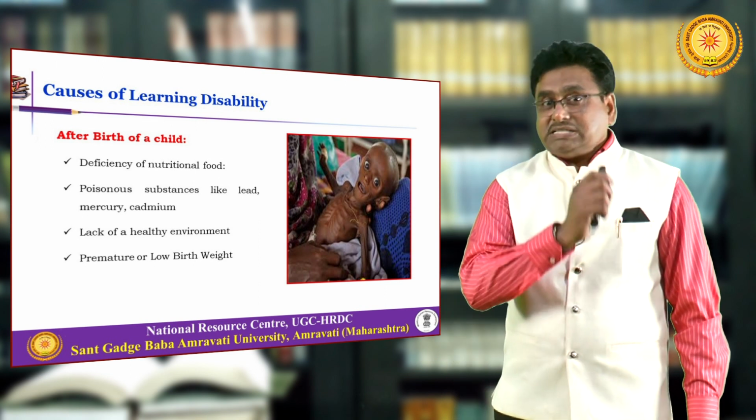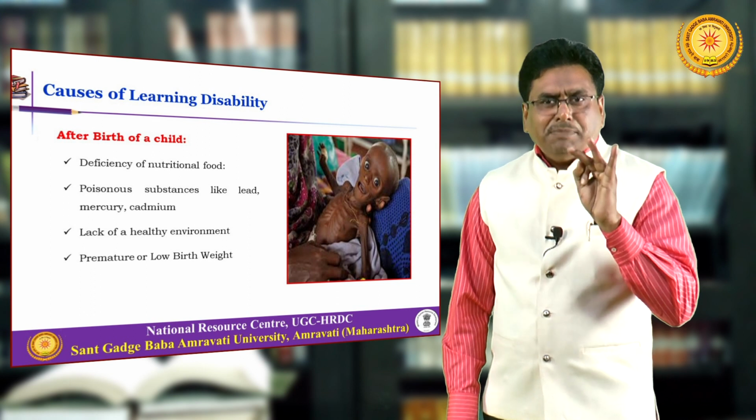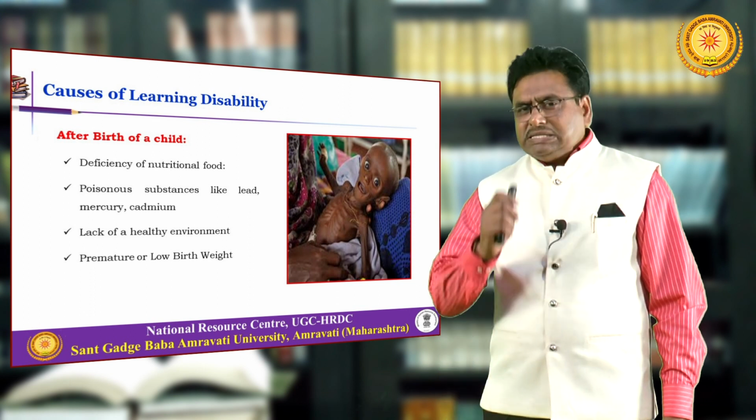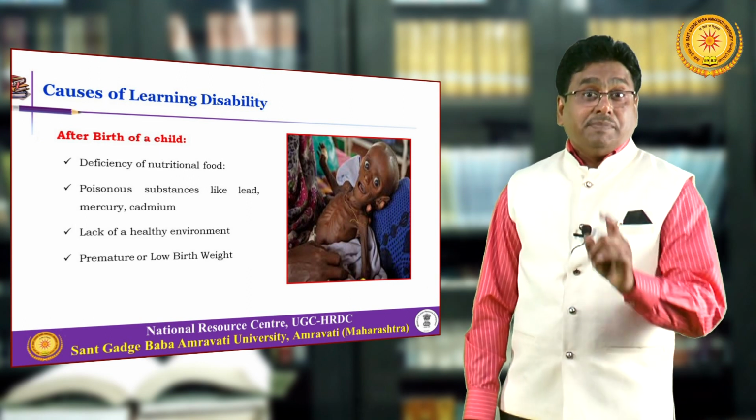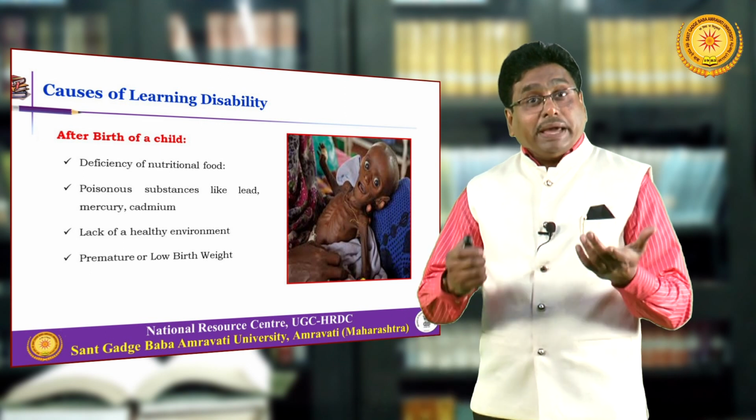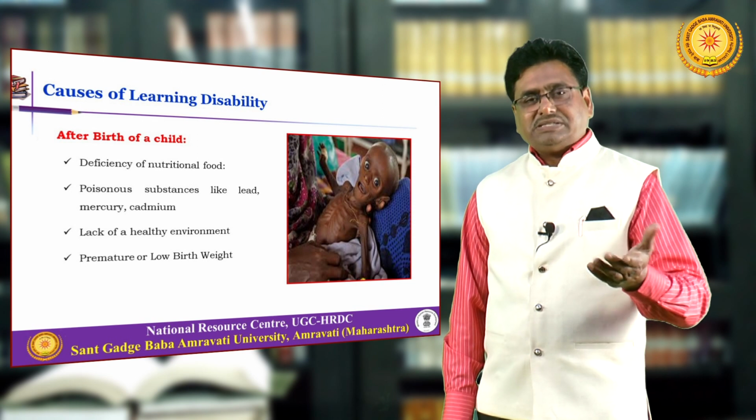Similarly, poisonous substances like lead, mercury, cadmium may produce brain damage in the baby. These substances are serious but preventable causes. Also, lack of a healthy environment in the family may cause learning disability in babies.